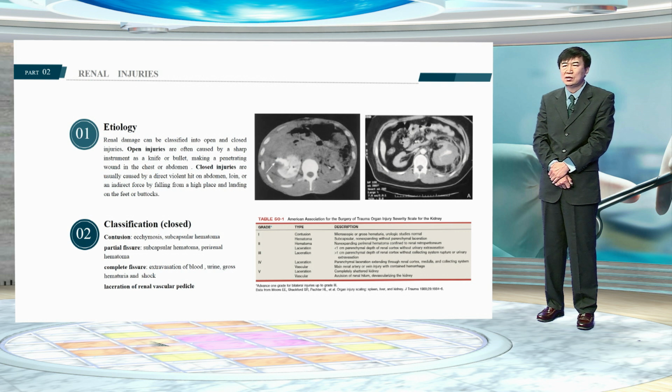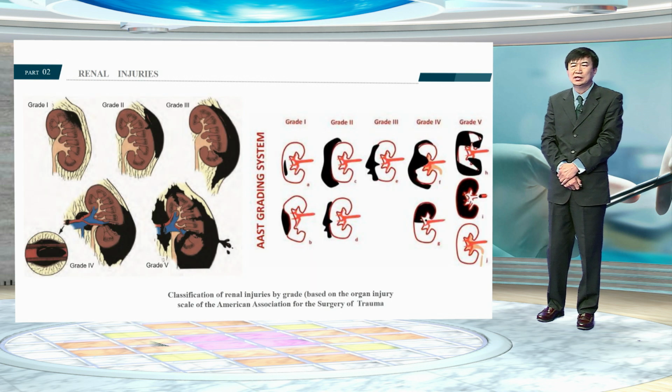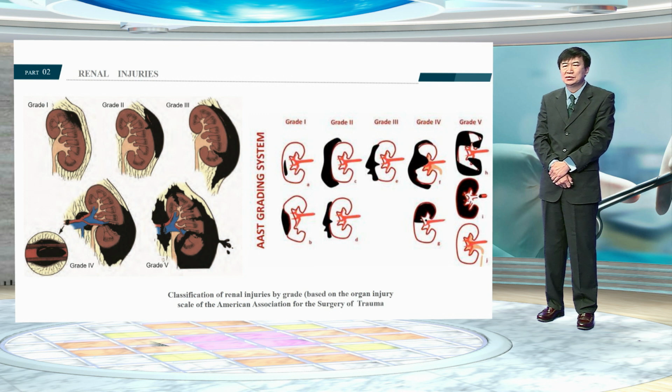In contusion, there is only subcapsular hematoma. Partial laceration represents the laceration in parenchyma without collecting system rupture or urinary extravasation. Complete laceration means the laceration extending through renal parenchyma and collecting system. Injury of renal pedicle denotes the major renal artery or vein injury. This figure is the classification of renal injuries by grade based on the organ injury scale of the American Association for the Surgery of Trauma.